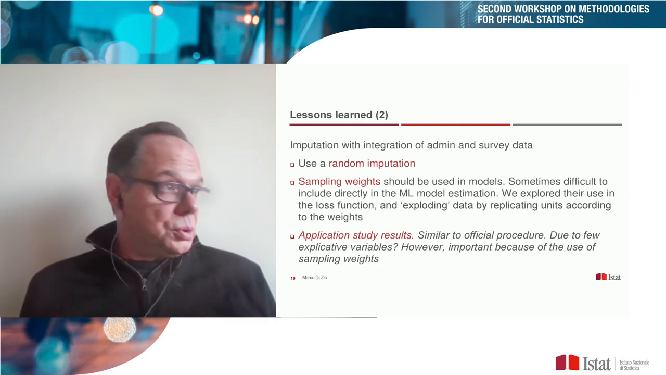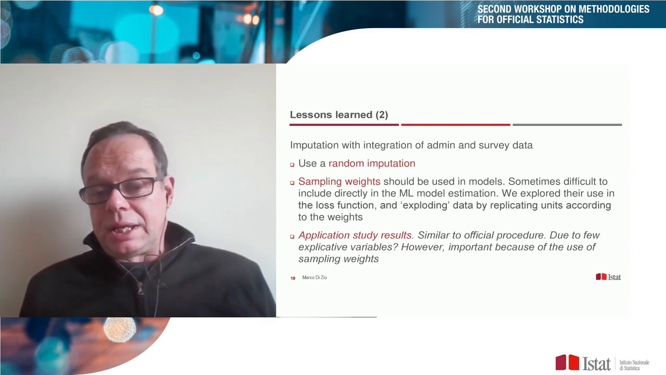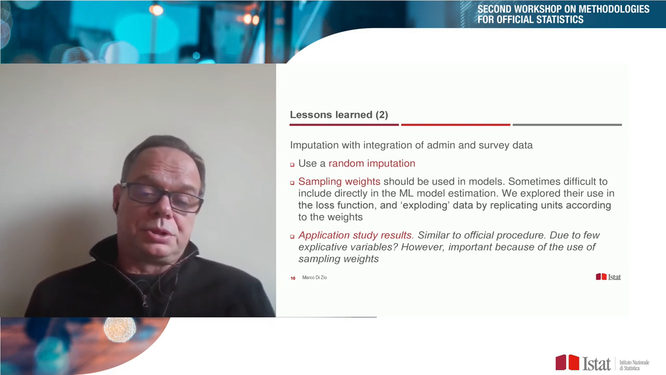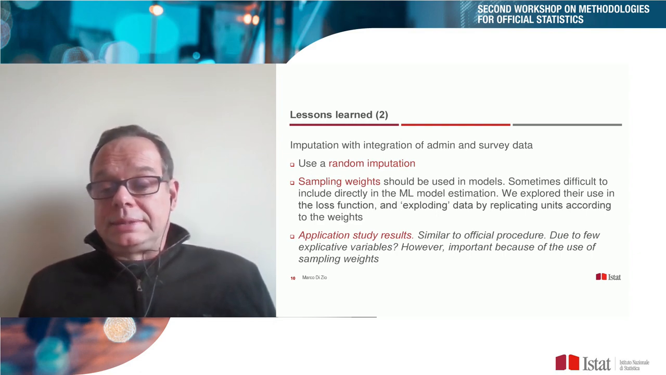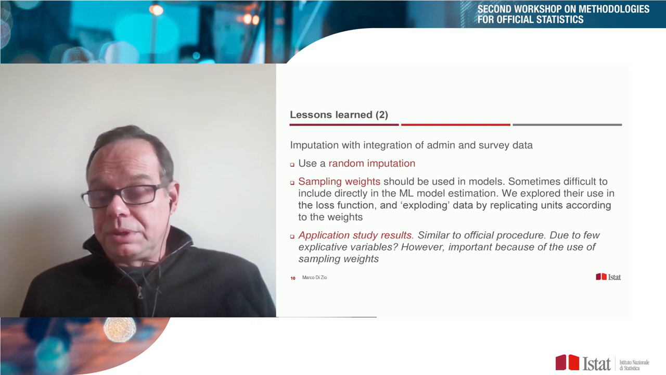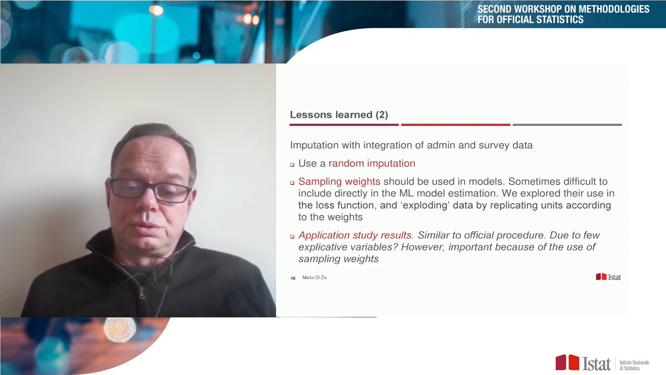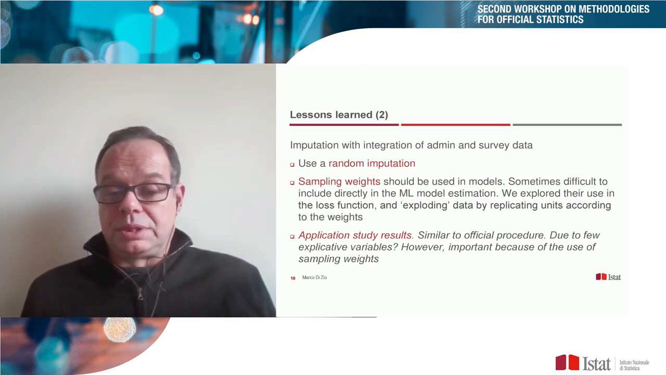Sampling weights are particularly important, of course, when the sampling design is not ignorable, but more in general, it is important to use them in the model, because the weights are obtained by post-stratification or calibration and so on. So it would be desirable to include sampling weights in the model. And this problem is not frequently taken into account in the machine learning literature. And I wanted to test how to use machine learning with sampling weights in these contexts.